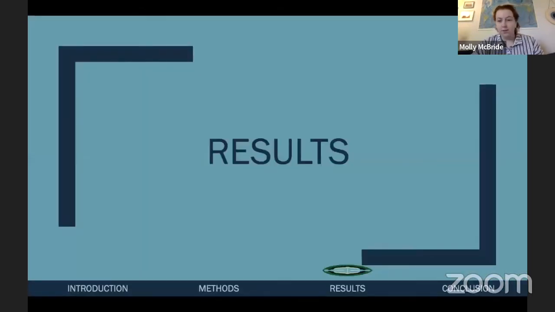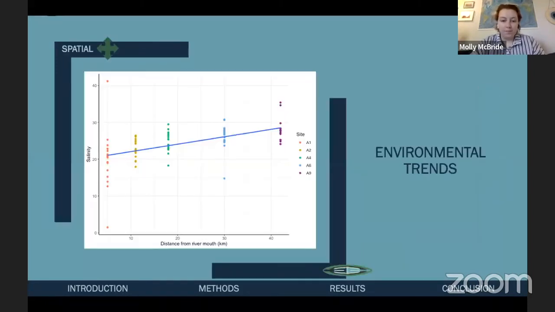So into the results, I'm going to be talking about some spatial results and some temporal results. So to start with spatial, we saw a clear salinity gradient moving from closest to the river mouth to the farthest away at site A9. And this is pretty typical of estuaries that are influenced by freshwater inflow. And this can affect the type of organisms that can survive in those areas that have that low salinity tolerance or high salinity tolerance.